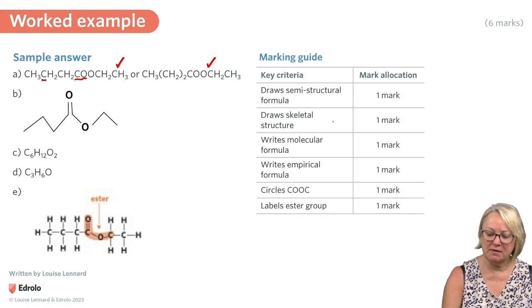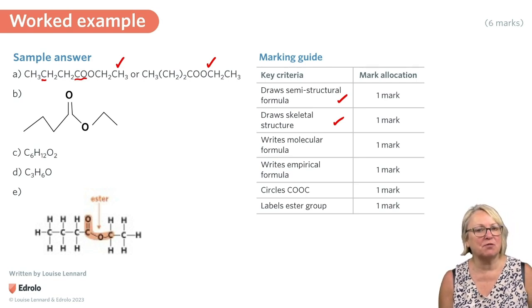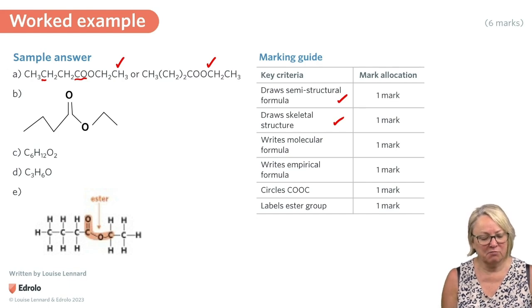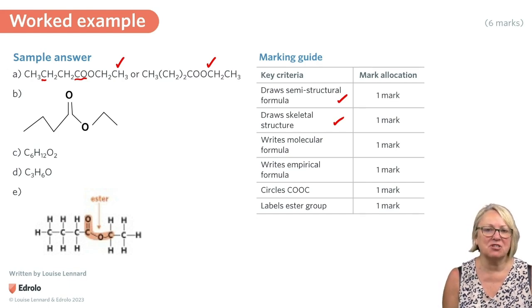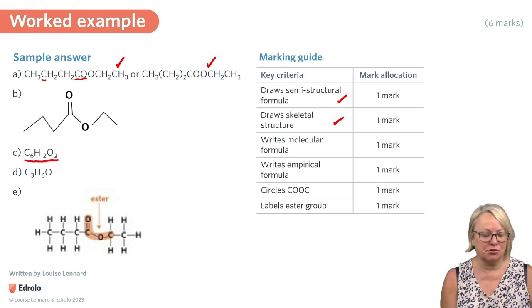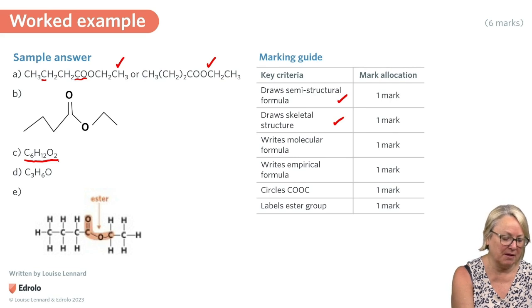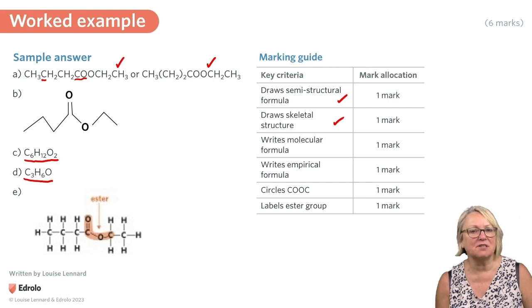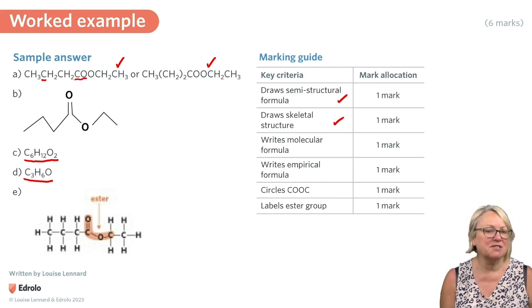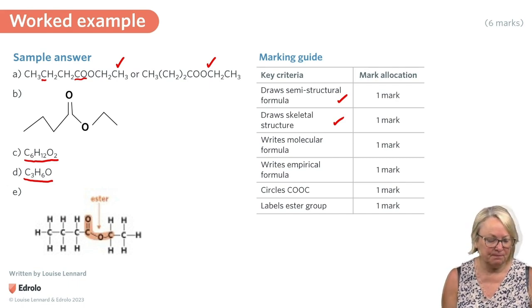So that's worth 1 mark as well. So semi-structural 1 mark, skeletal structure 1 mark. If we count up from either our structural formula or our semi-structural formula the number of atoms of each type, we get the molecular formula, which in this case is C6H12O2. We can halve that. We can divide that by the smallest number, which is 2, and we get an empirical formula that has a different formula to the molecular formula. Sometimes the empirical formula is the same as the molecular formula, but in this case it's different.